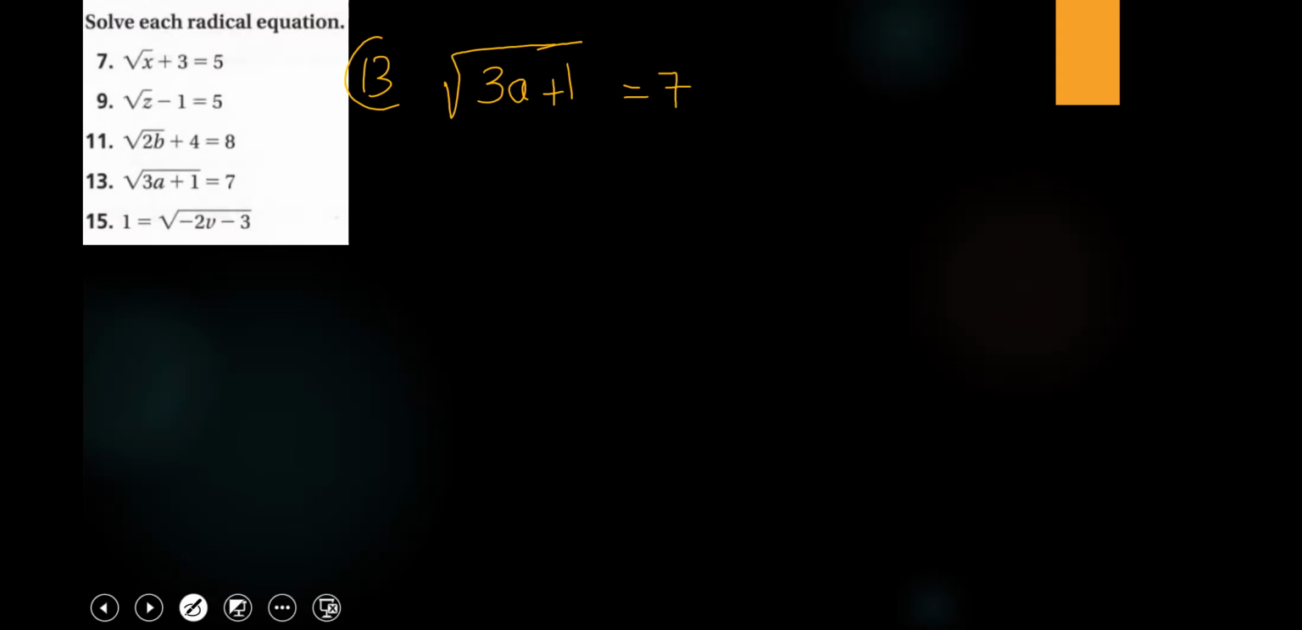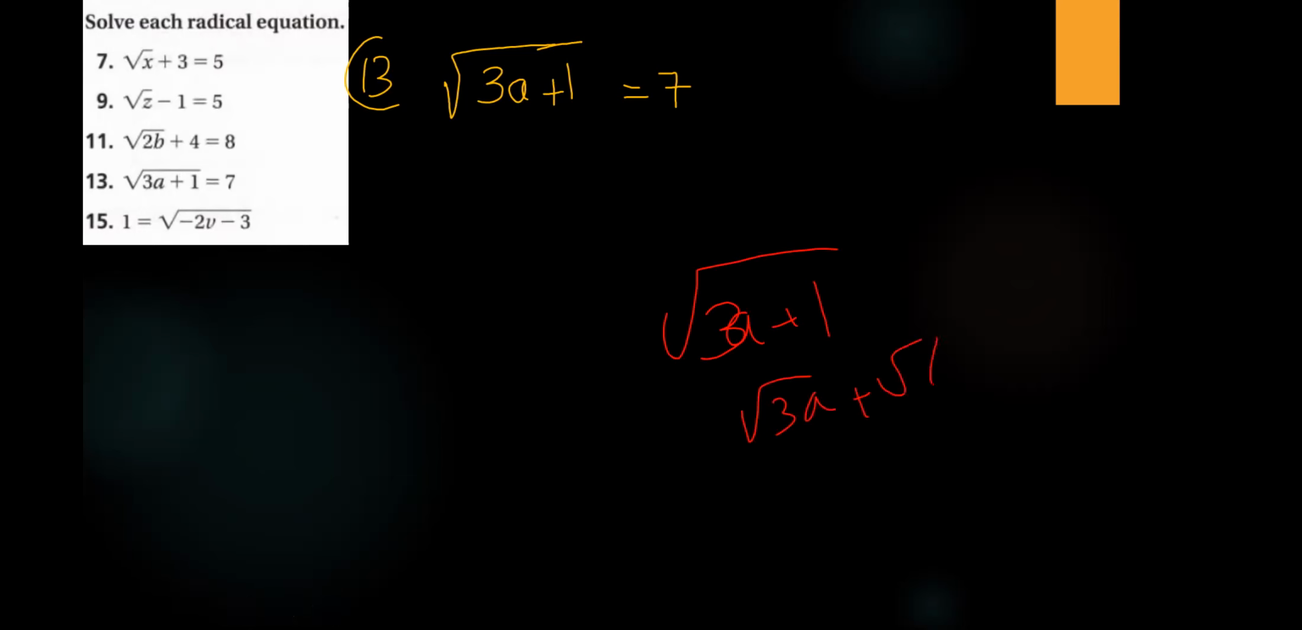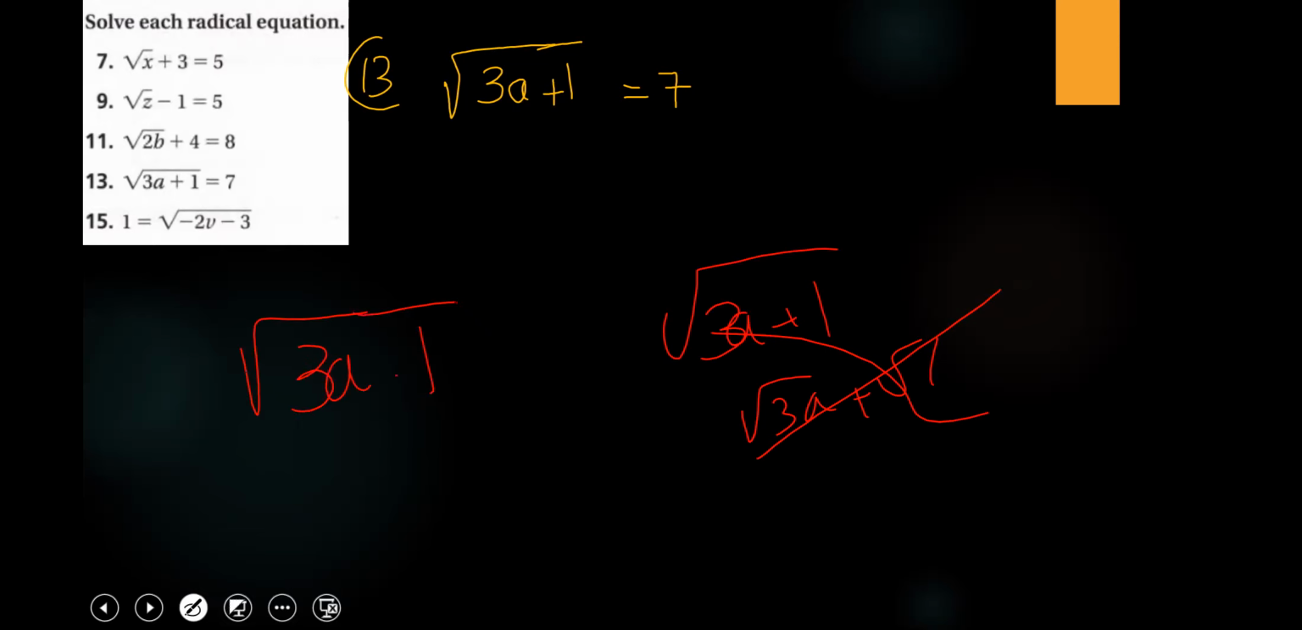So what do I have to do then? Teacher, if I distribute the square root on 3a and on 1? No, this is false. The square root cannot be distributed if they are added or subtracted. It is only distributed if it is multiplied or divided. I mean, if you have 3a times 1, you can say it's 3a times the square root of 1.